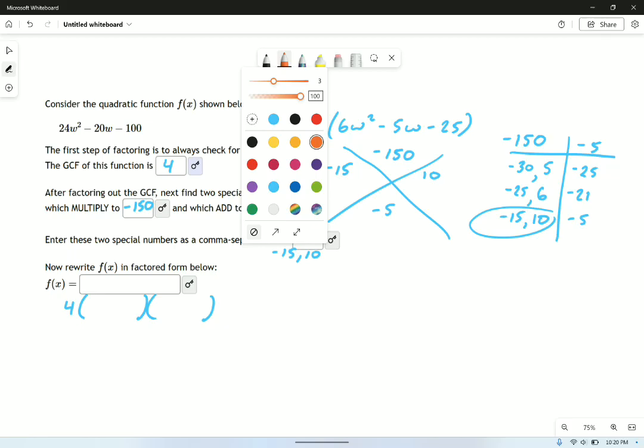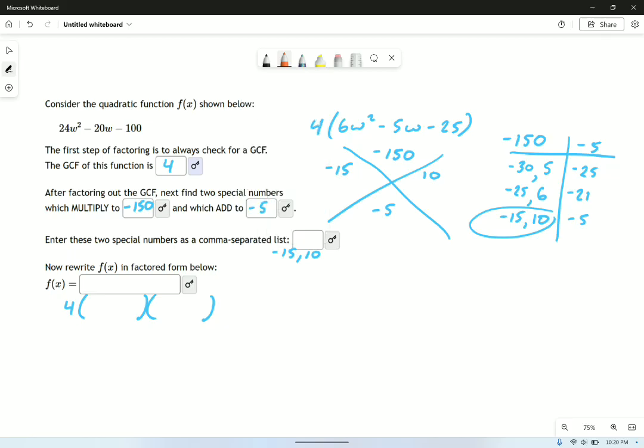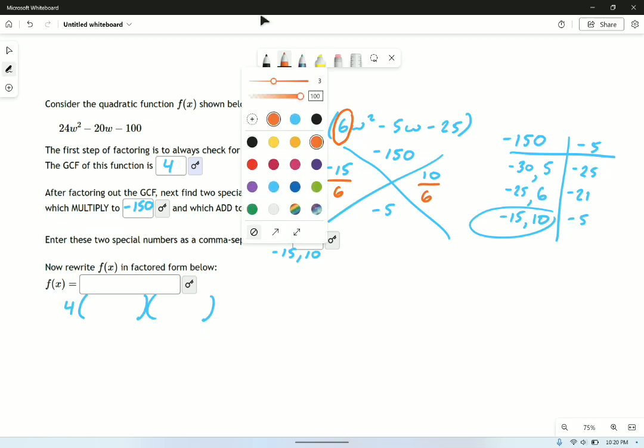Look what I'm going to do here. This might seem kind of like magic. I don't have time to explain why it works now. That would be another video. But I'm going to divide each of these special numbers I just found by whatever the quadratic coefficient was. So I'm going to divide both of these by 6. It might seem kind of spooky the first time you see it. Now look what happens. I'm going to write my answers down here.